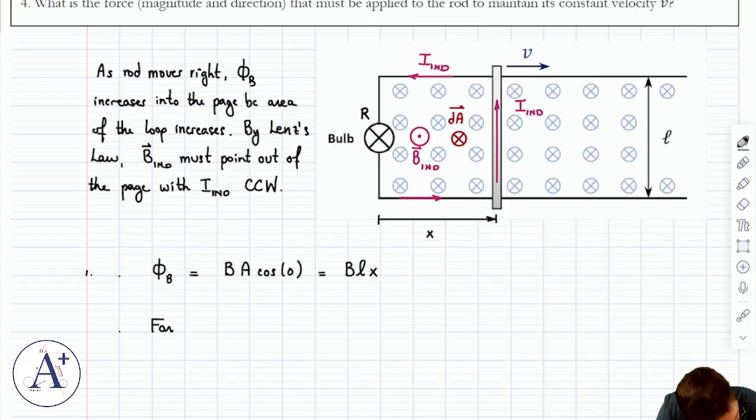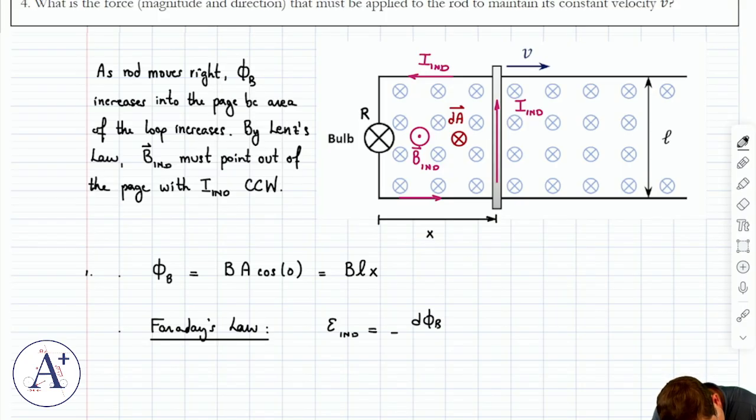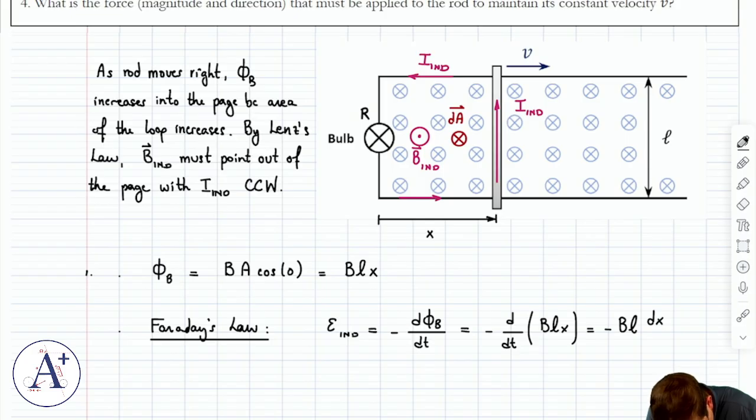Okay, well, so let's have a look. Here we're going to get Faraday's law. That's going to say epsilon induced is minus d phi b dt. Okay, well, that's minus ddt of what I just found, BLx. And of course, derivatives don't care about constants, so B and L can come out. I just get dx dt.